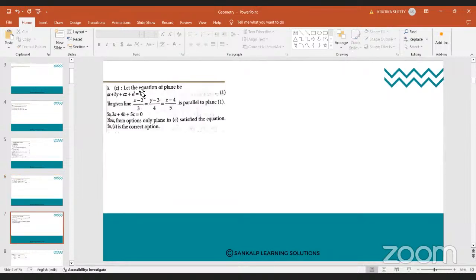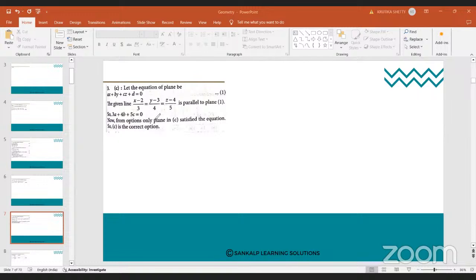So see, the equation of the plane is the same again, ax plus by plus cz plus d is equal to 0. Next, the given line x minus 2 upon 3, y minus 3 upon 4 is equal to z minus 4 upon 5 is parallel to the plane. So since it is parallel, we are considering their direction ratios. So 3 into a, 4 into b, and 5 into c must be equal to 0.